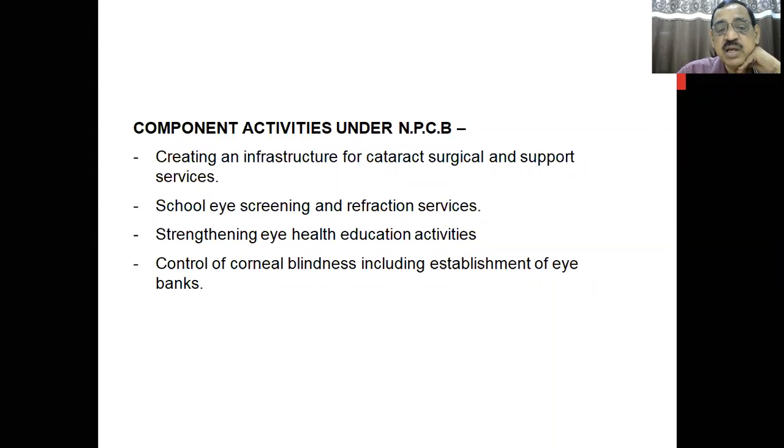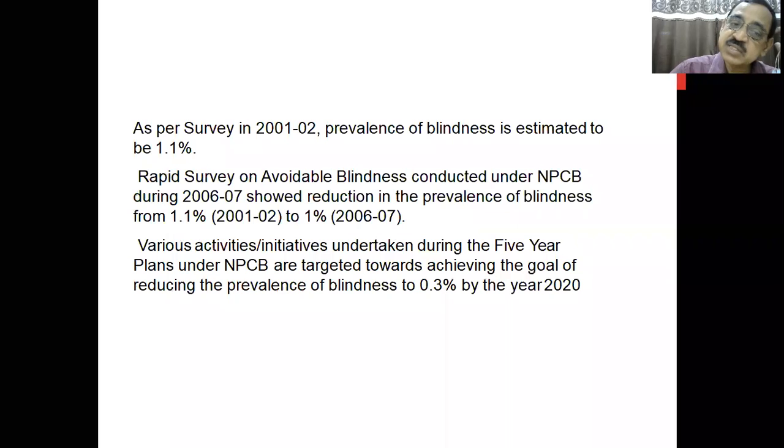So finally, the control of corneal blindness, including establishment of eye banks, which is being done. And that's also another component activity under NPCB. So there are 4 activities under NPCB. One is creating an infrastructure for cataract surgical and support services. And second one is school eye screening programs and also refraction services to the school-going children. And strengthening eye health education activities and control of corneal blindness, including establishment of eye banks. So these are the things actually.